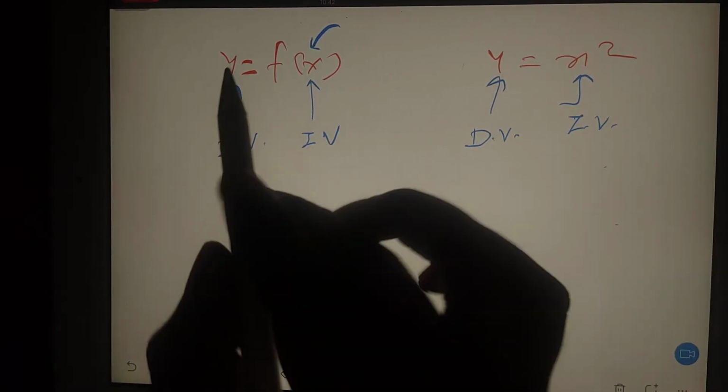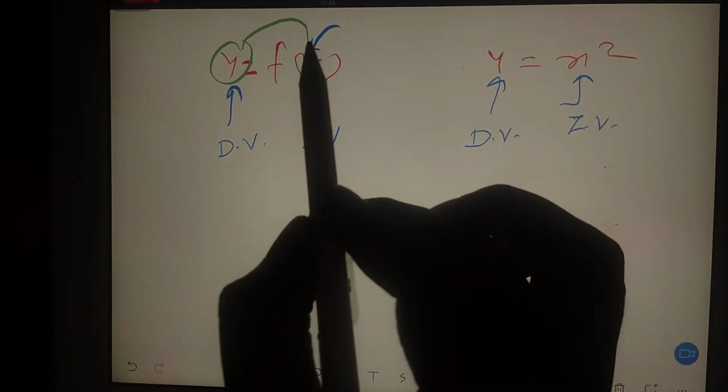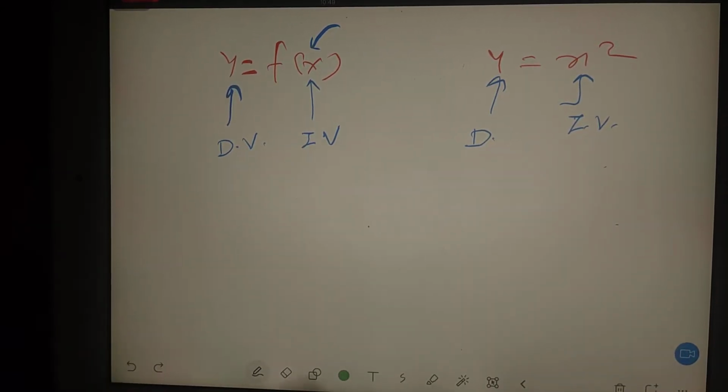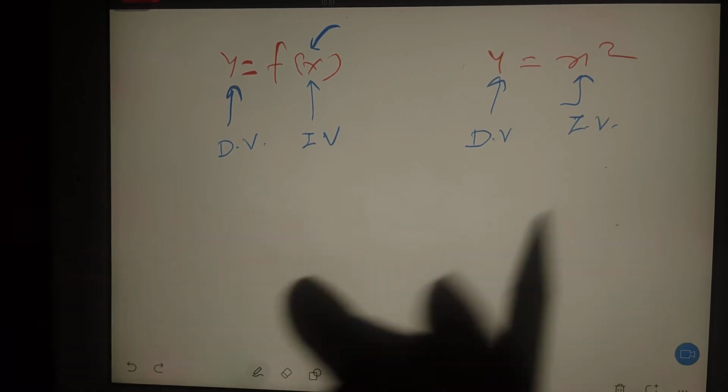Why is y the dependent variable? Because y depends on x. If you change the value of x, the y value will change, right? Reverse you cannot do. Math will not allow you.